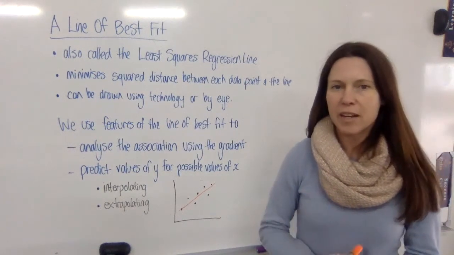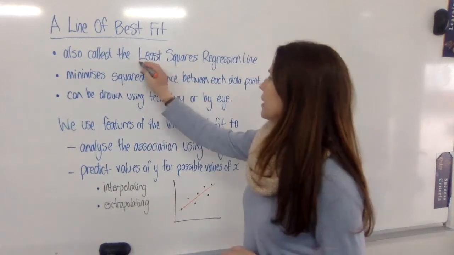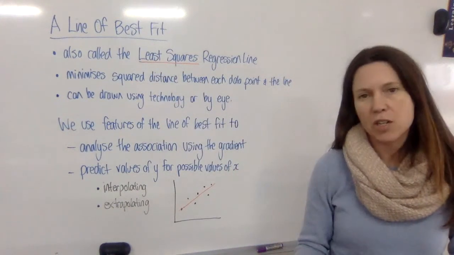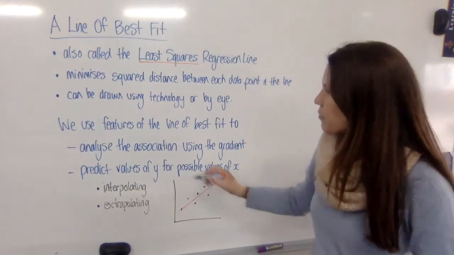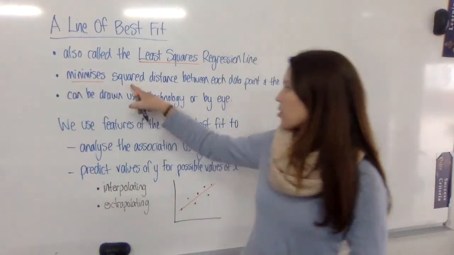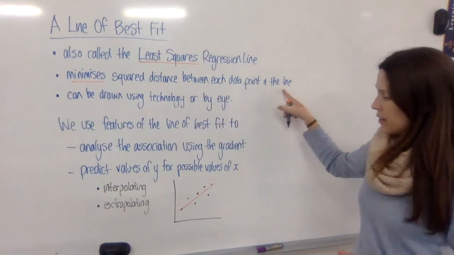Now let's think about the line of best fit in a little bit more detail. Another name for it is the least squares regression line. And the reason that it's called that is because the line of best fit minimises the squared distance between each data point and the line.